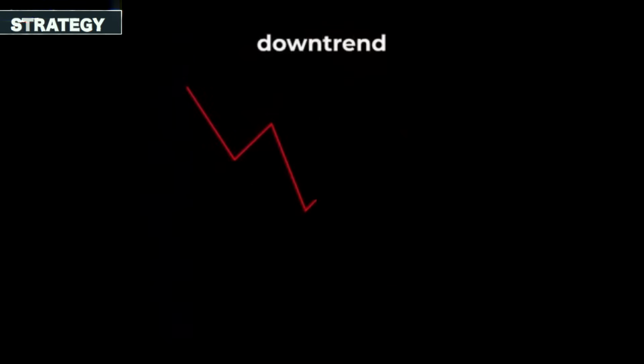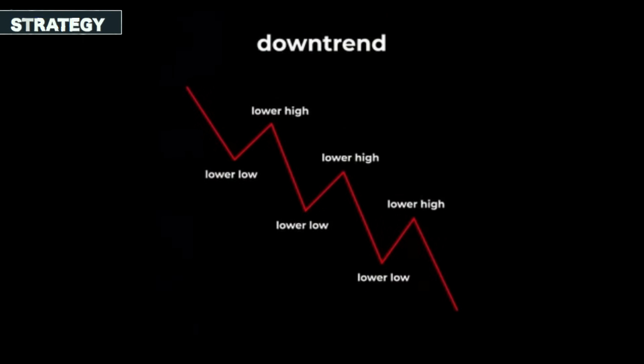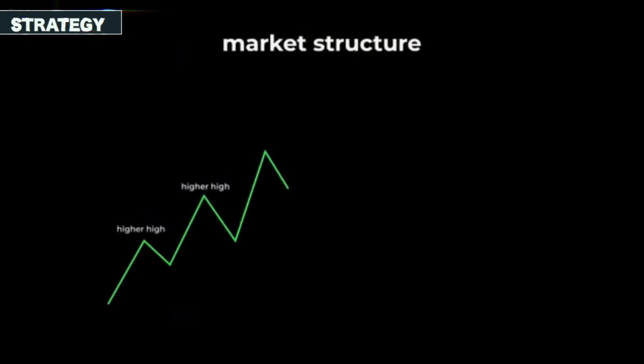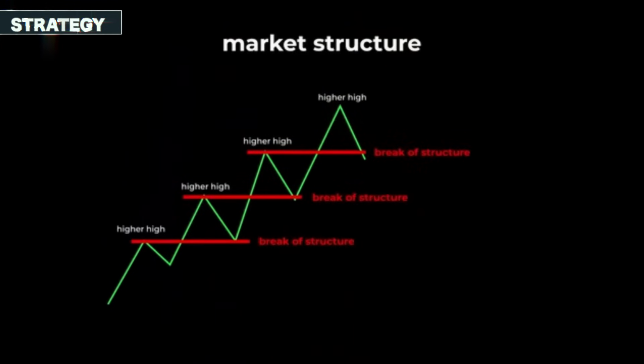On the flip side, in a downtrend, the price forms lower highs and lower lows. These are called lower highs because each high is lower than the previous one, and lower lows because each low is also lower than the previous one. In a market structure like an uptrend, each time the price breaks the previous highs and creates higher highs, it's referred to as a break of structure.